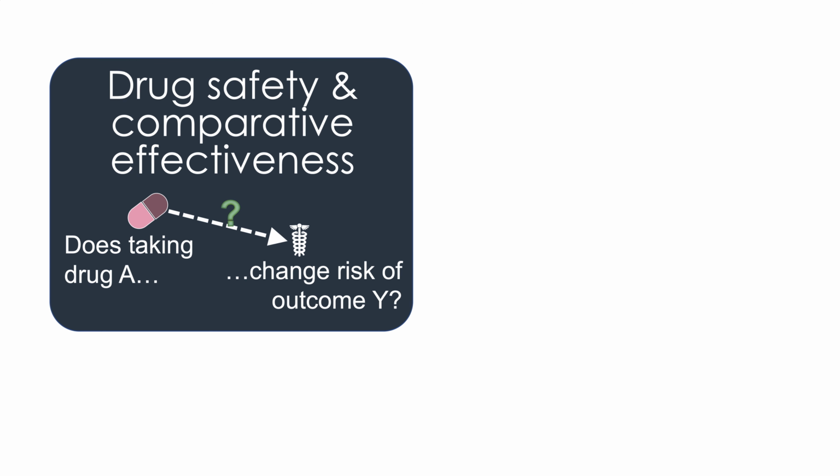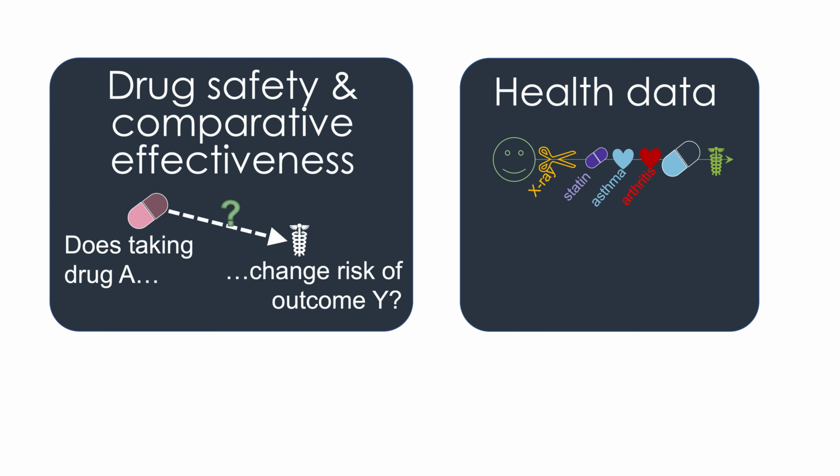So this project brings together work in two areas. The first is drug safety, which simply asks if taking a particular drug, here labeled drug A, has a measurable effect on whether you develop some particular outcome Y. And the second area is dimensionality reduction in health data.